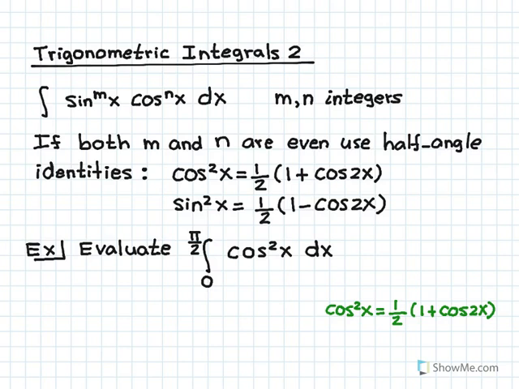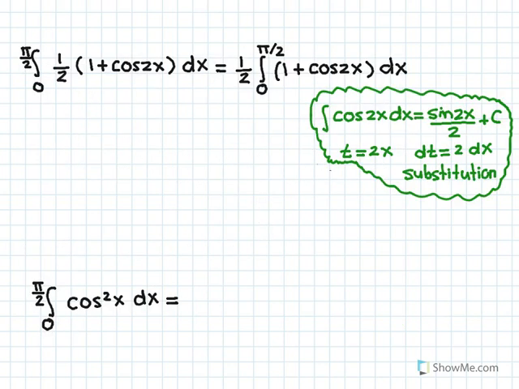Here we have the definite integral from 0 to pi over 2 of cosine squared x dx. We begin by applying the half-angle identity. So let's rewrite the integrand. The integral from 0 to pi over 2 of cosine squared x, that's 1/2 times (1 plus cosine 2x), integrated with respect to x. Alright, we can pull the 1/2 to the front and integrate term by term.